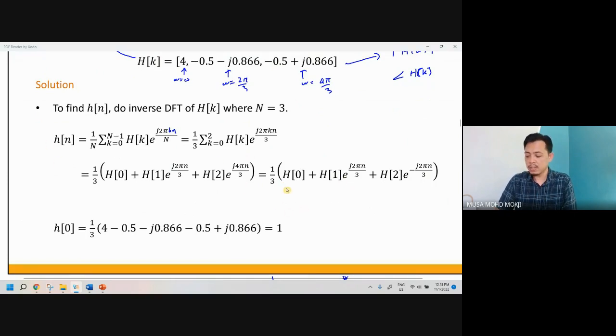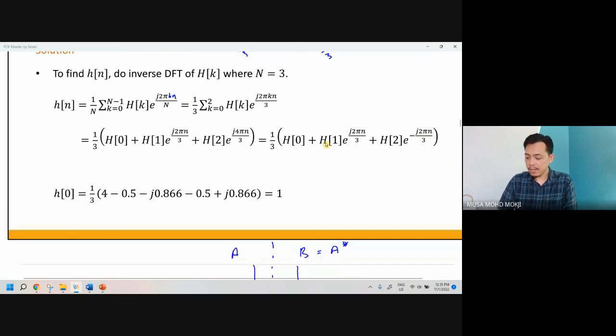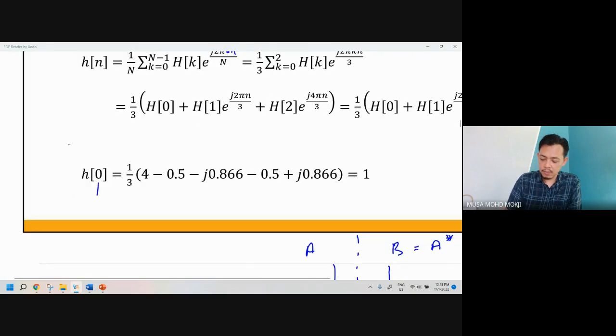So we have 1 over 3 times h0 plus h1 e^(j2 pi n over 3), and then h2 e^(minus j2 pi n over 3). If you want to solve it for h0, because we want to find h0, h1, and h2. Because N equals 3, we should have hn for n equals 0 up to 2. So then plug in the value. This is the n. What is this? This is n equals 0.